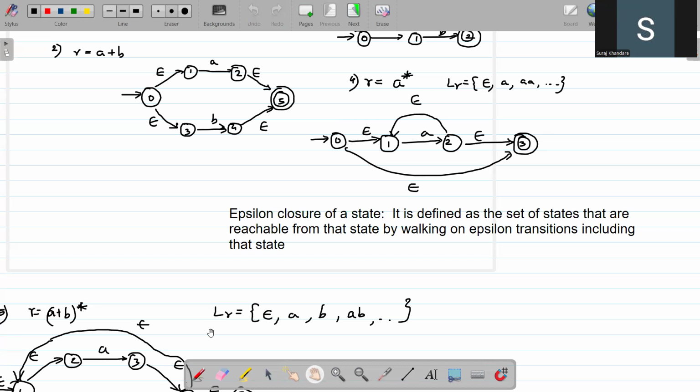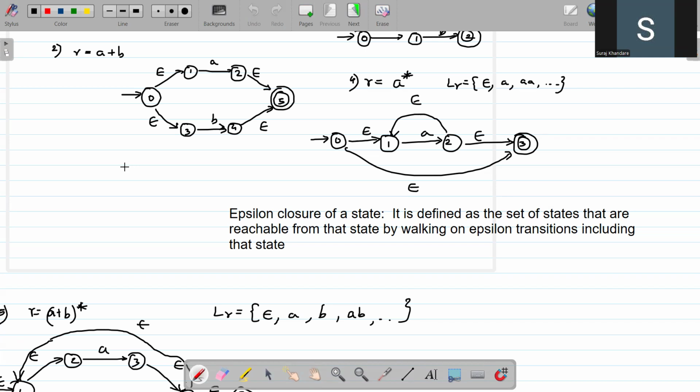So in this lecture, we are going to learn about epsilon closure of a state. Previously we had learned about how to construct an NFA. Like we have seen R is equal to A plus B, R is equal to A star. So we get these states. Now epsilon closure of a state is defined as the set of states that are reachable from that state by walking on epsilon transitions, including that state.